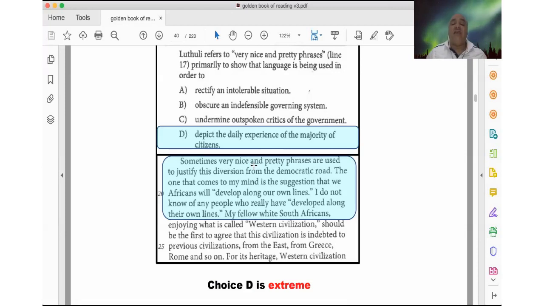So choice D says depict the daily experience of the majority of citizens. So the word majority here is an extreme word. I'm not here to show you what the correct answer is, but I want to stress that choice D is a wrong answer choice, and it's an extreme choice.